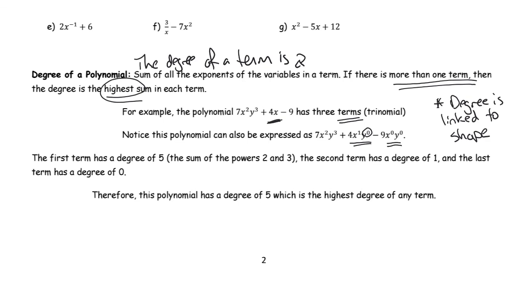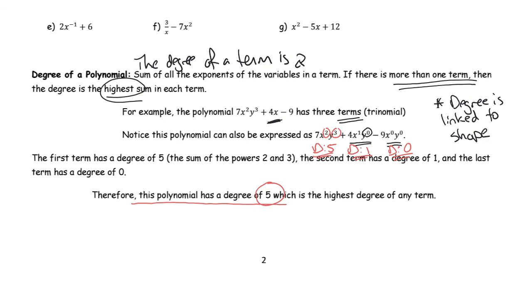Now, if you add up the exponents here on that first term, it's going to be 2 plus 3. So the degree of this particular term is 5. If I add up the exponents here, it's going to be 1 and 0, that's going to be 1. And if you add up the exponents here, it's going to be 0 plus 0, which is 0. So I've got a degree of 5, a degree of 1, and a degree of 0. That means that the overall degree is going to be 5. This polynomial has a degree of 5 because that's the largest degree of all the terms in the polynomial.